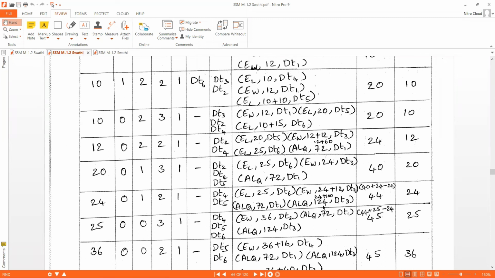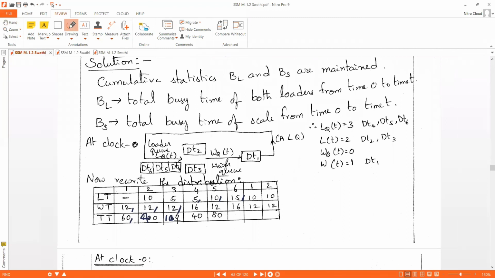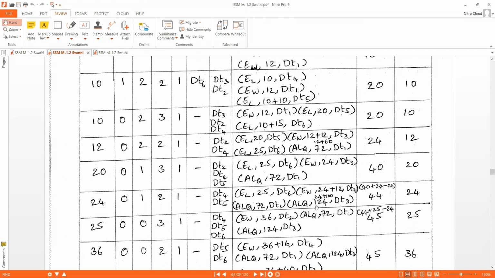Now at simulation clock time 24, DT3 completed its weighing and started its traveling. What is the traveling time for DT3? That we need to update here in the future event list. We will come to know the travel time of DT3 from this table. DT3's travel time is 100 minutes. It will take 100 minutes to travel and reach back to the loader queue.